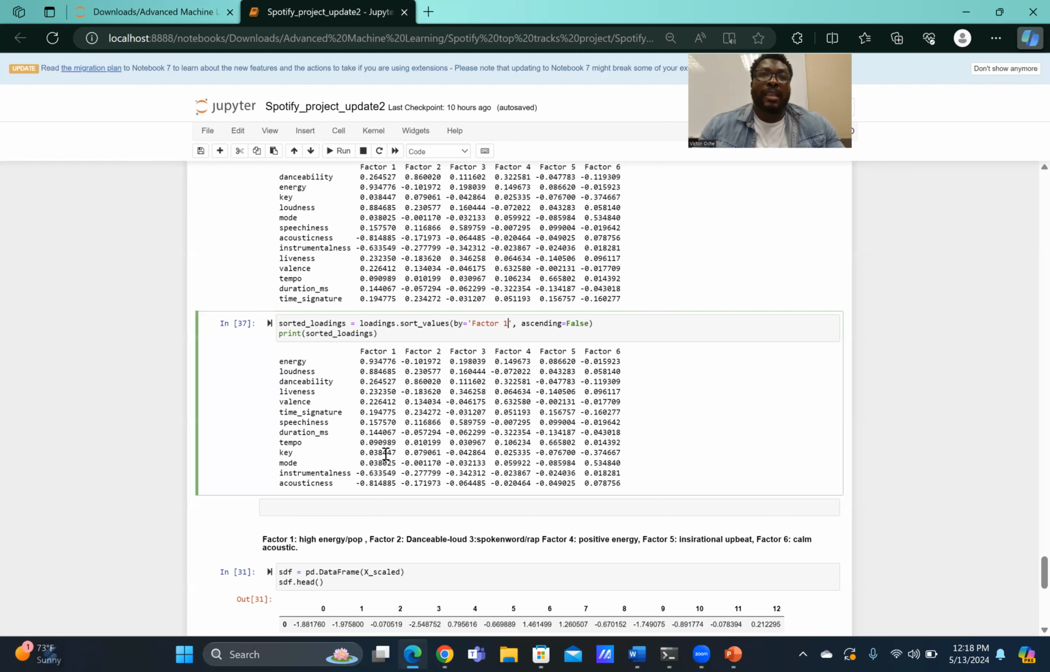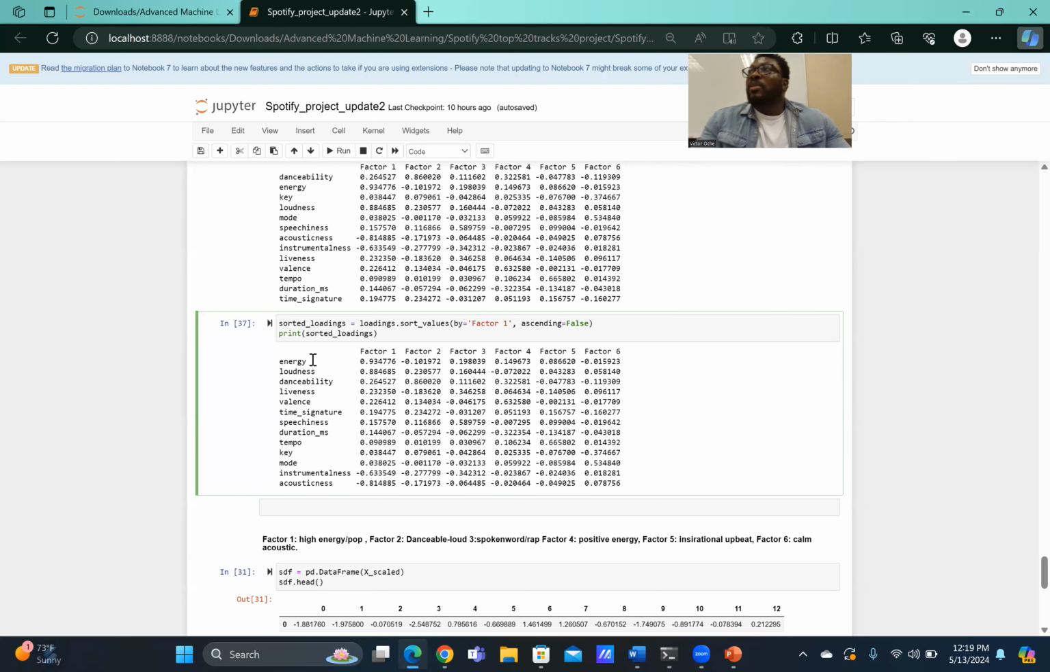Key represents the key that the song was made in, and it tells us that the key the song is played in is quite important, but perhaps not as important as these other features. And then mode says if it was played in a major or a minor key. So if mode is a factor and this loading is represented, this feature is important, then altogether it's trying to say something.